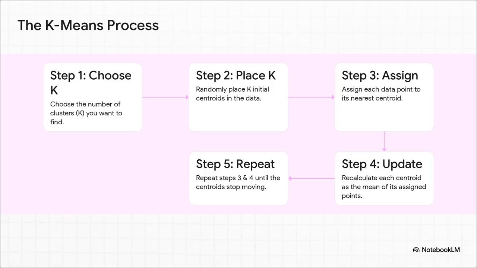First, you decide how many groups, or K, you want to find. The algorithm then drops K random magnets, they're called centroids, onto your map of data. Immediately, every single data point gets sucked toward whichever magnet is closest. Then the algorithm finds the new center of each group and moves the magnet there. And it just keeps repeating that process.